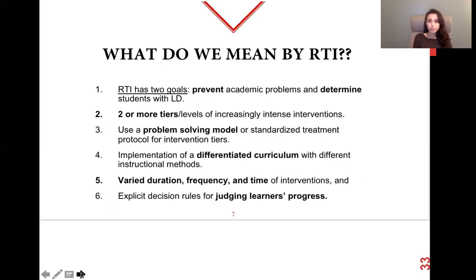So with RTI, we have two goals here. We want to prevent academic problems, and it also helps us determine students who have learning disabilities. So instead of saying, well, we're just going to see who fails this year and then we'll deal with it after that, we don't want to wait till the end of the year to figure this out. All throughout, we start looking at our grade books. We see, okay, which students are not doing well? Who do I need to reach out to and say, hey, what's going on with this assignment? What's happening here?